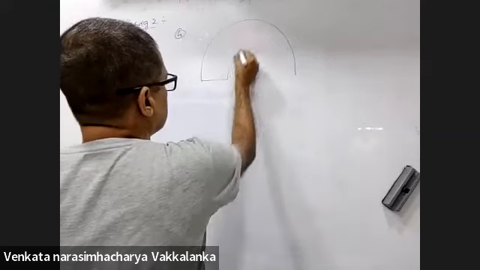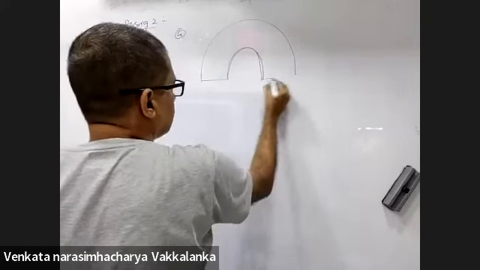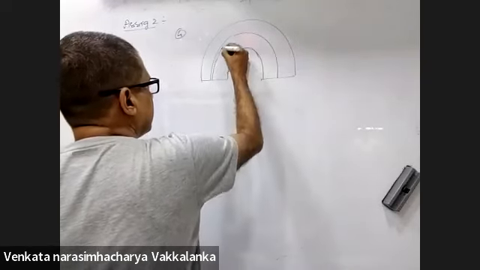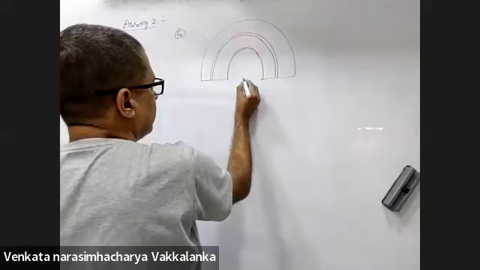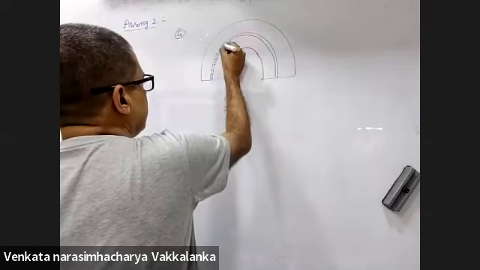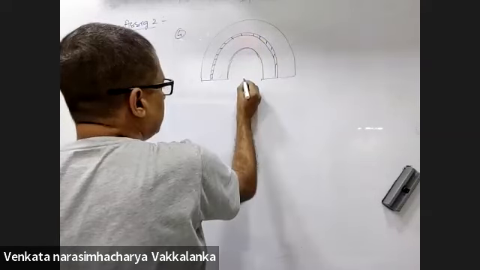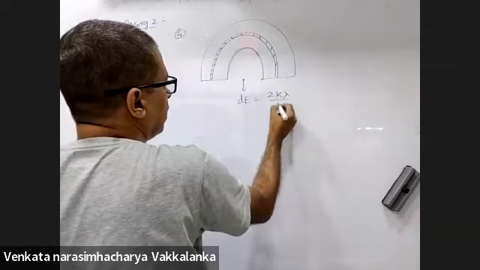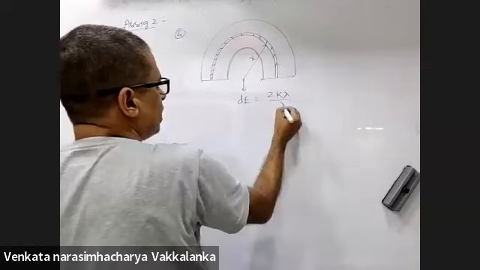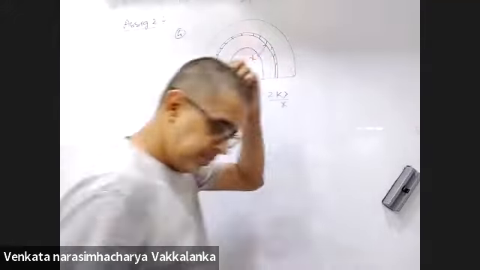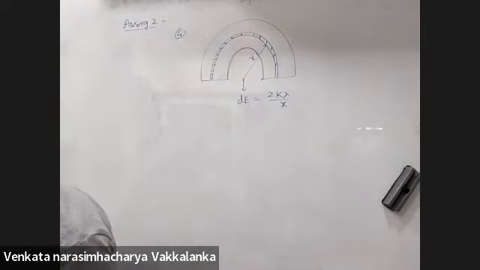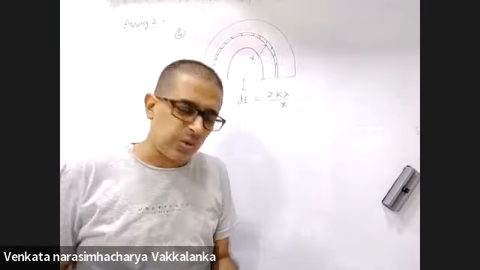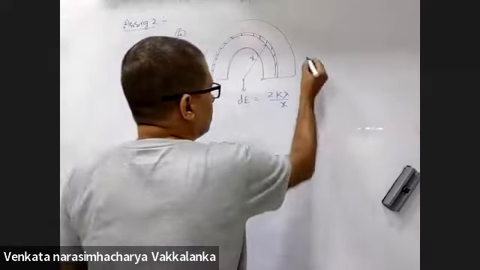This is the semicircular disc. Consider an elemental ring. We have to do some smart work. Look here, you considered an elemental ring. What is the field of the elemental ring according to you? 2k lambda by x, if I take this to be x. Am I right? Yes, sir. Now turn lambda into sigma.